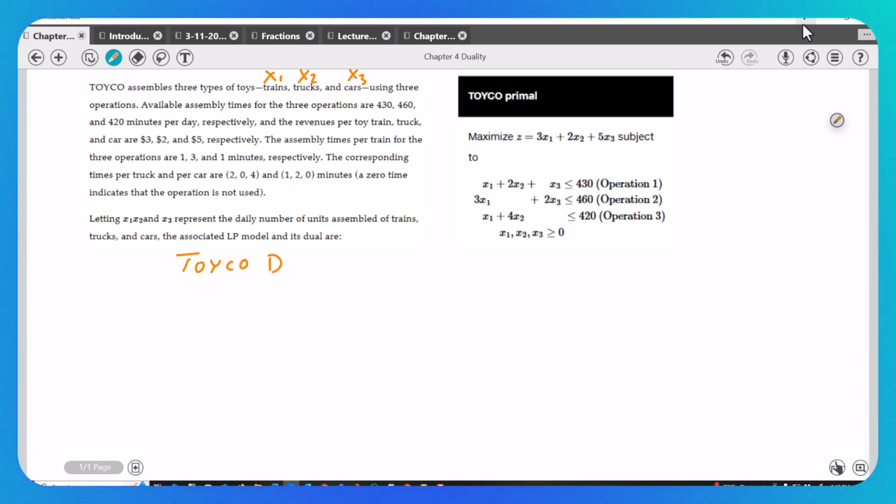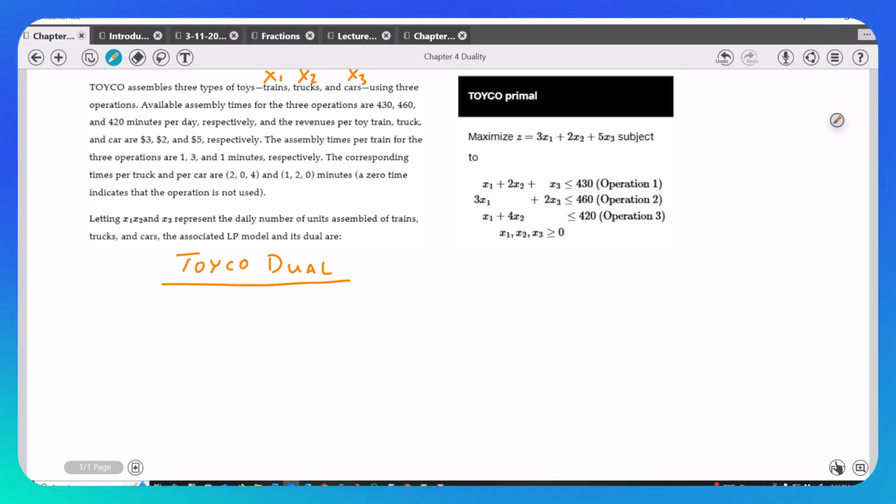Toyco as a dual programming problem. And with changing this to a dual, now we're going to focus on minimizing the cost of using the available operation time. In other words, treating the constraints as resources.